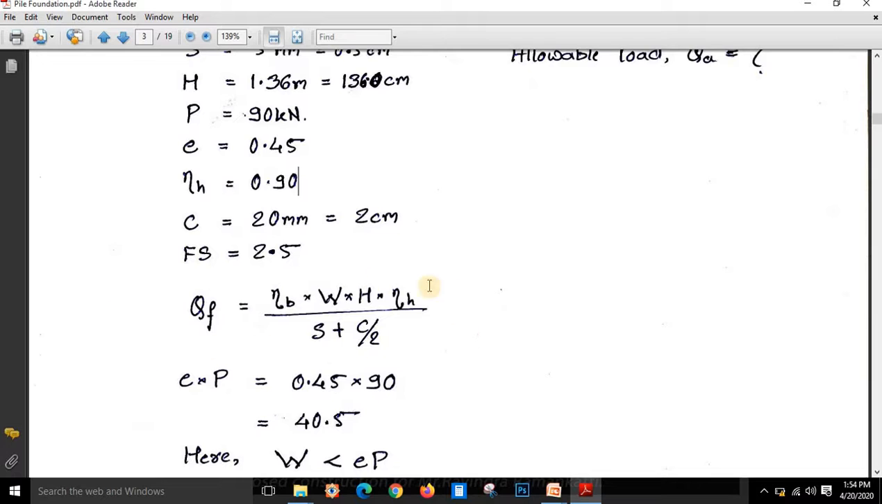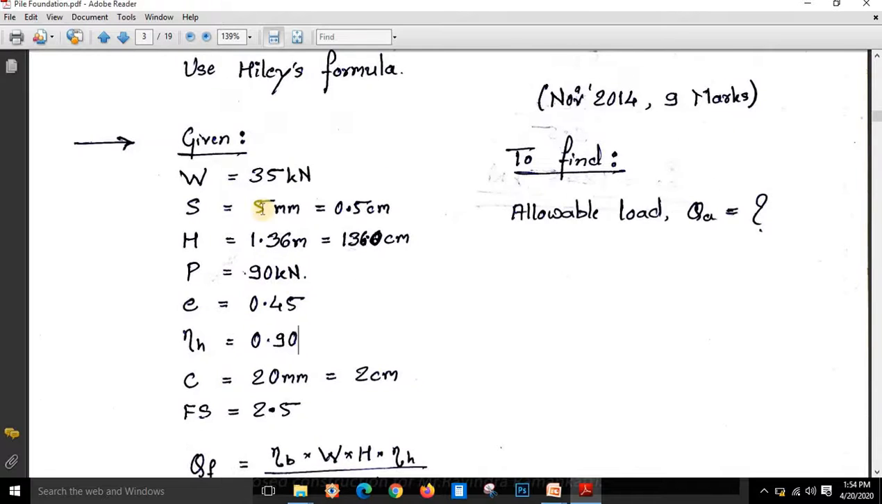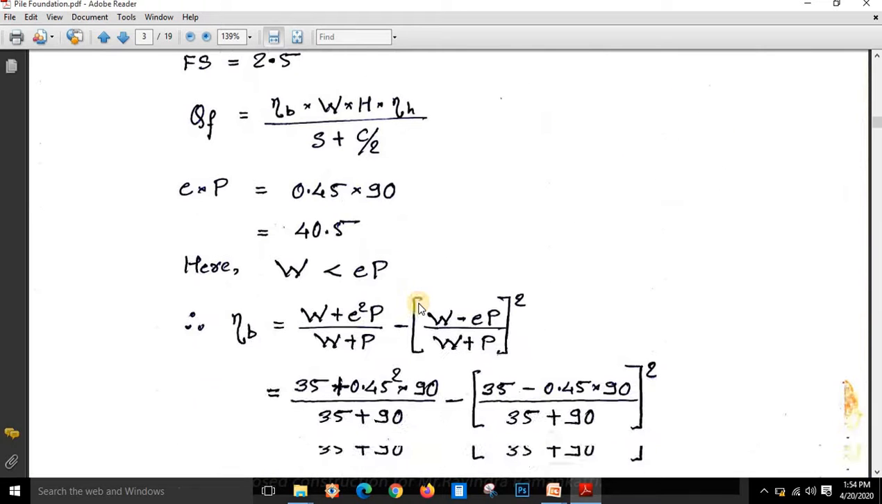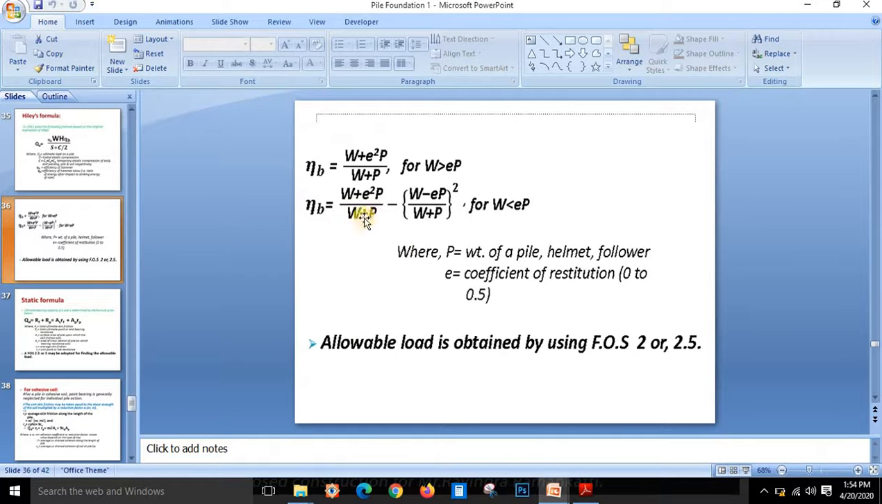Again we know this is the ALS formula. So here N, H they have given, W we have, H we have, S we have, and C we have. So we have to find out NB. So NB is depending upon W and EP. So EP we are calculating, 40.45 will be the answer. So E is 0.45, P is 90. So 40.45 is greater than the W, that is 35. So that means we have to use the second formula. We have to use this particular formula.